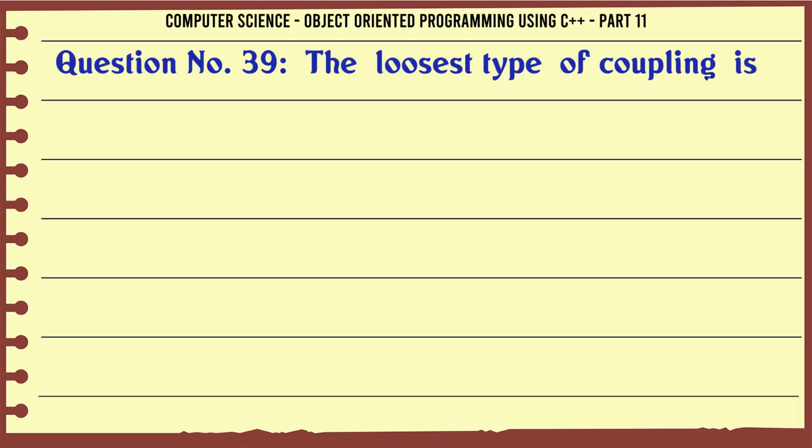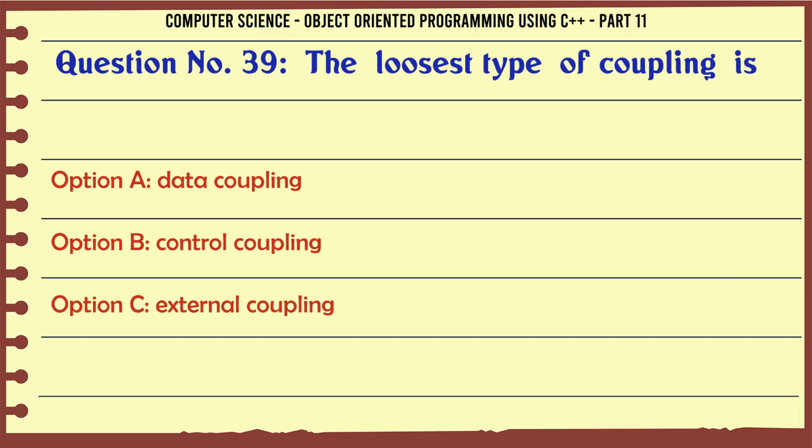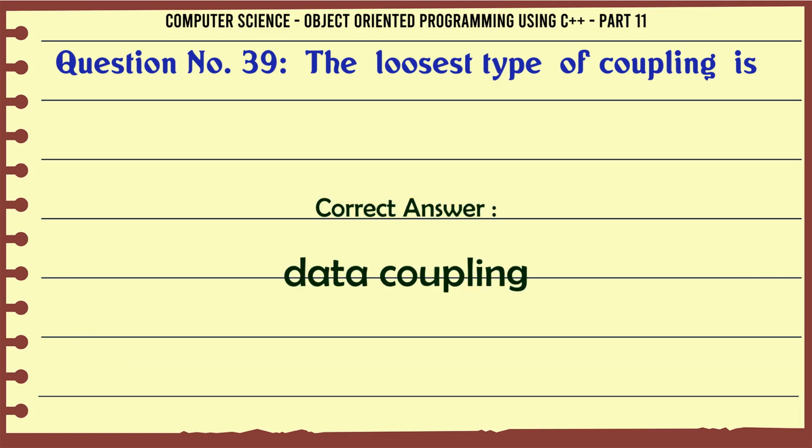The loosest type of coupling is A. Data coupling. B. Control coupling. C. External coupling. D. Pathological coupling. The correct answer is data coupling.